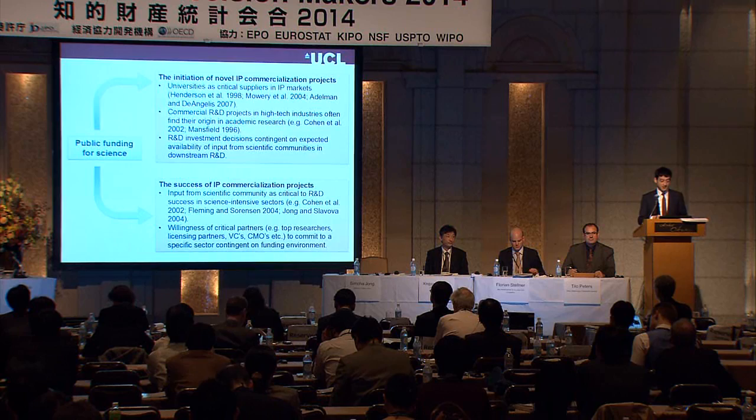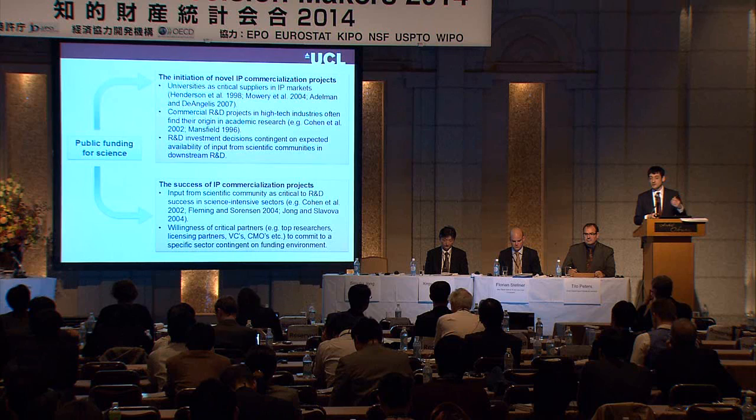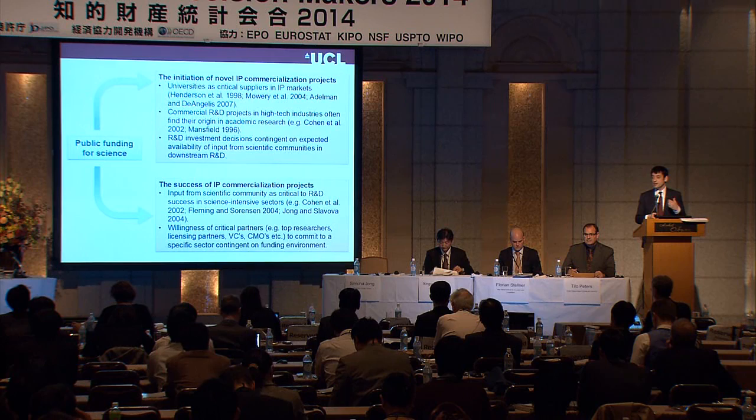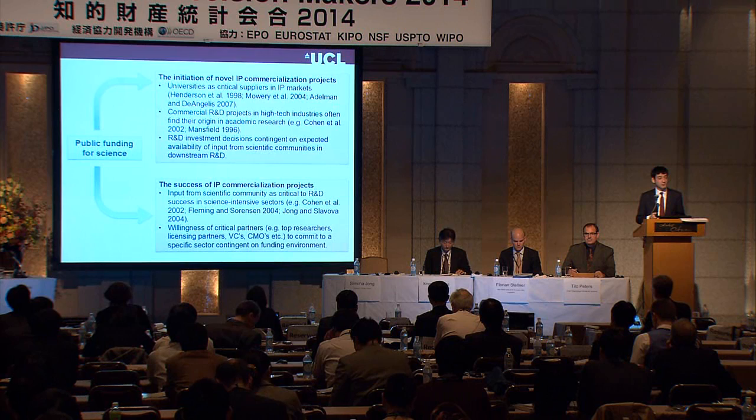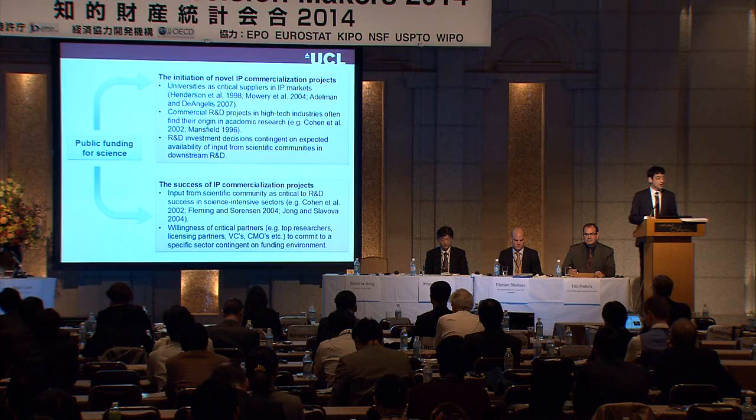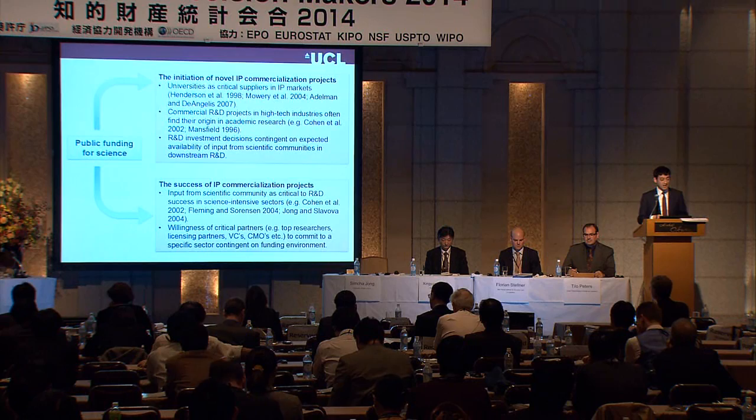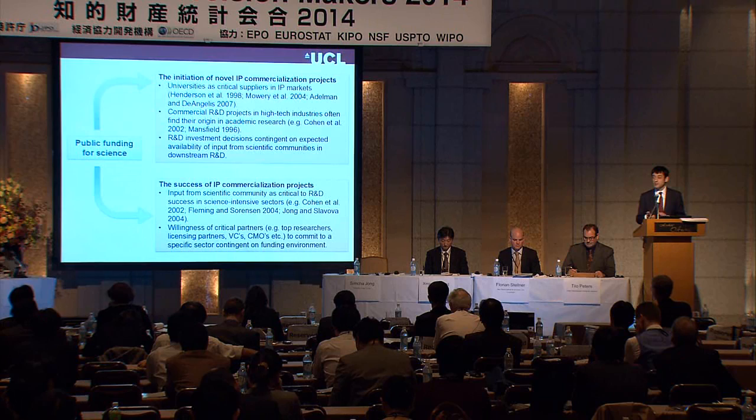And also, companies that start IP commercialization projects in specific areas rely on all kinds of collaborators. So in the biotech industry, they rely on downstream product development partners such as pharmaceutical firms. They rely on investors, venture capitalists willing to invest in their projects, and contract manufacturers. They rely on scientists willing to commit their careers to specific fields. And we posit that it's far less likely that companies are willing to commit resources to a specific area where science funding is weak.